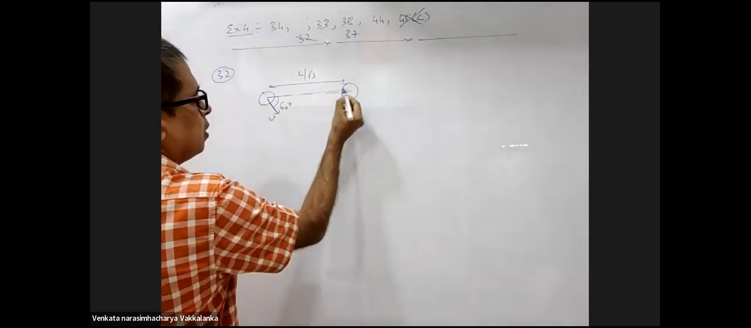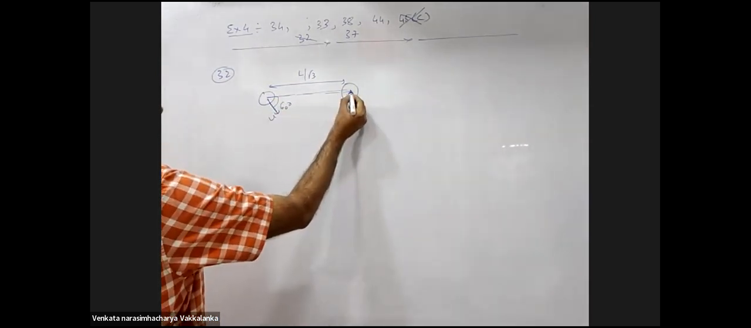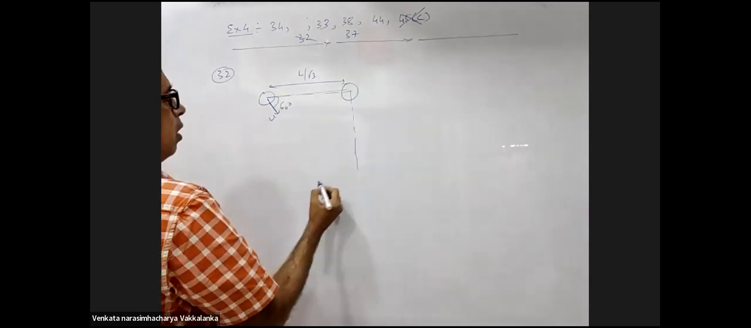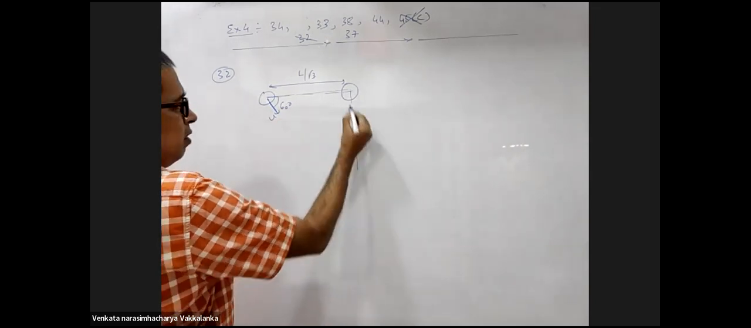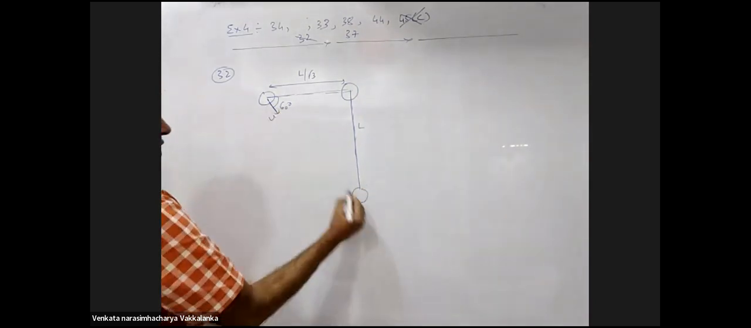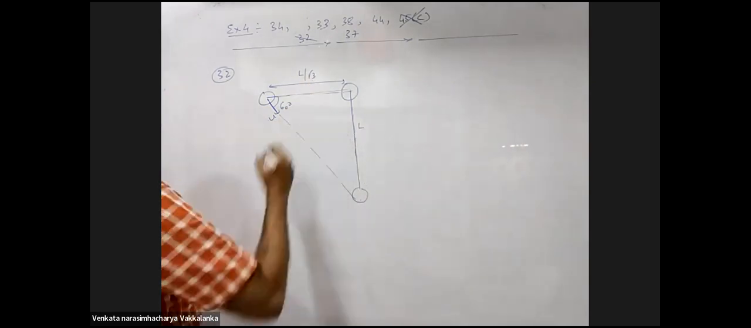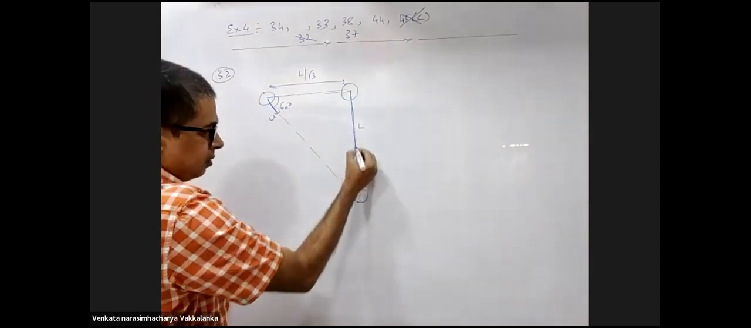When will the string become taut? Perpendicular. Tan 60 is how much? Root 3. Wonderful. Then this will be L. Yes, right? This comes here. Tan 60 will be root 3, L and L by root 3. So this is 60. So this is the instant when the string will become taut.